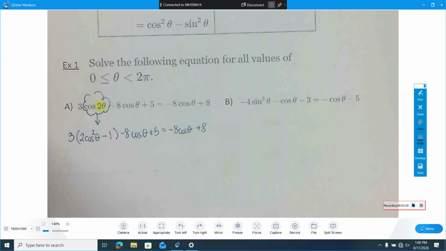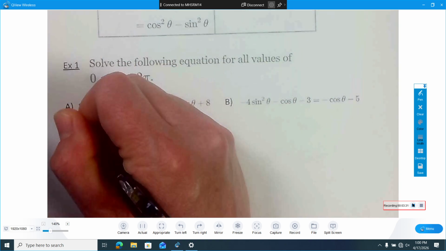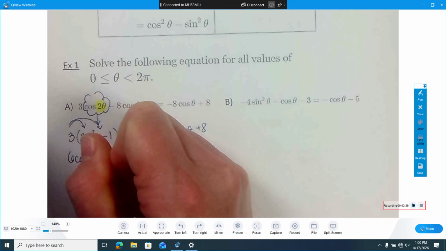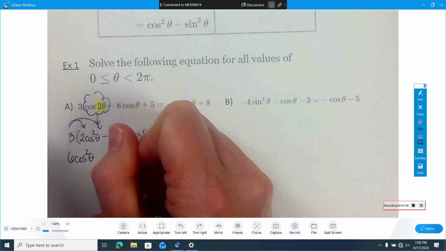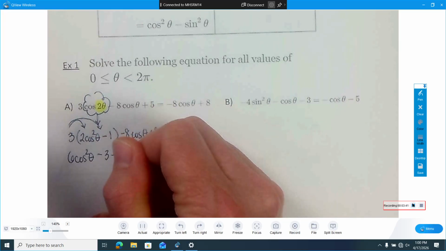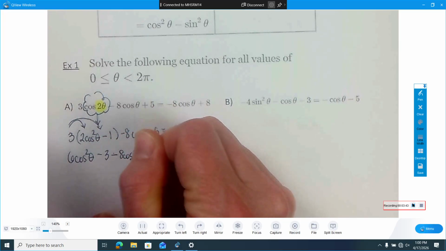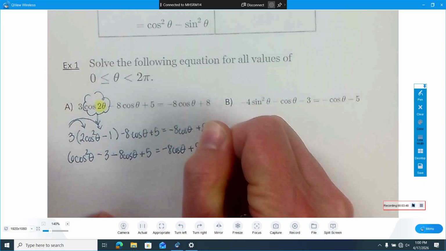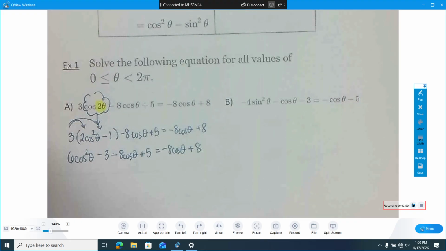What do you want to do next? We will, before I do that, distribute. Yeah, I need to multiply my 3 in there. So that's going to be 3 times 2 is 6 cosine squared theta, and 3 times negative 1 is negative 3. Minus 8 cosine theta plus 5 is equal to negative 8 cosine theta plus 8. All right, so now, Emily, what did you say? Make it equal to 0.